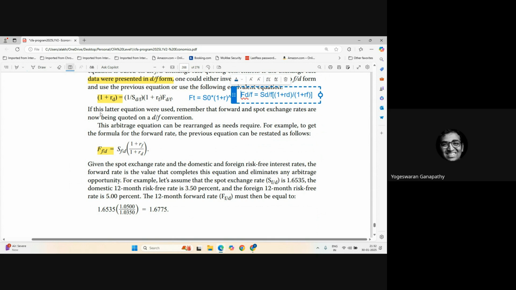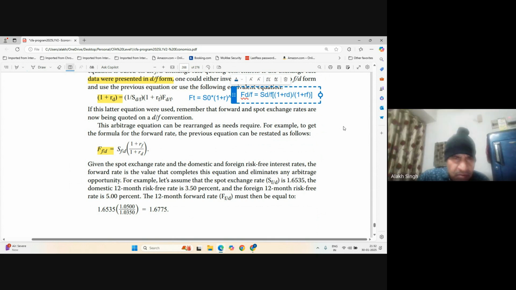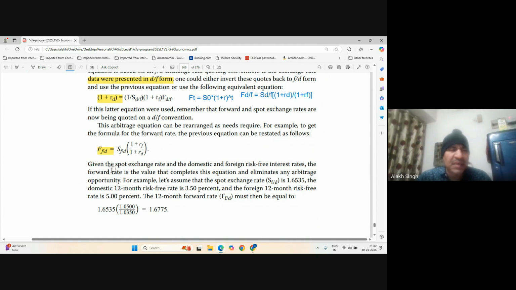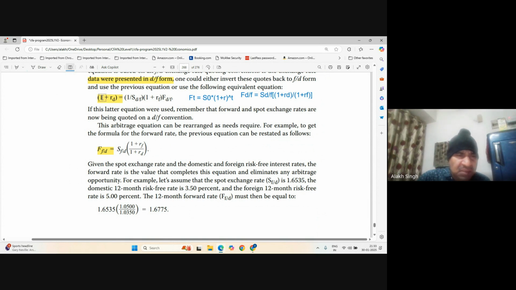Sir, this second formula is wrong, no? No, here the SF is above. It is indirect, it has changed. Sir, the SF by D into it should be D by F only, no? No, this one has been opposite. Here it is the same formula, but it has been opposite. F by D means it is the indirect method of quoting. Oh, okay, sir. This one is the direct method of quoting, and this one is the indirect method of quoting.